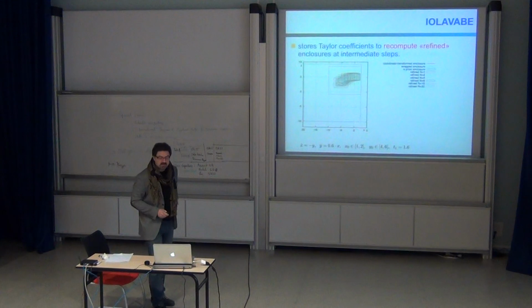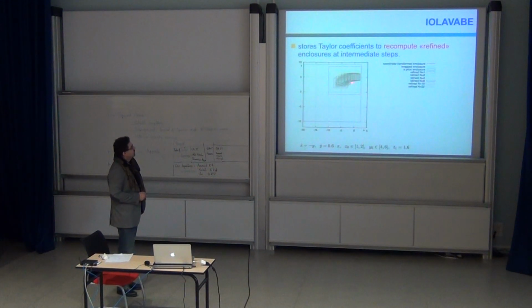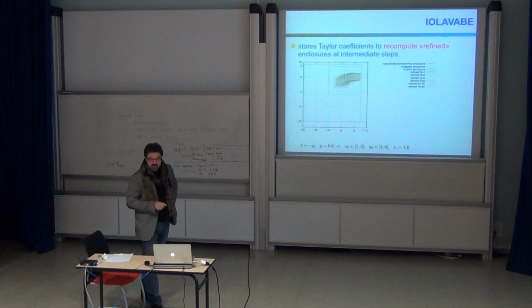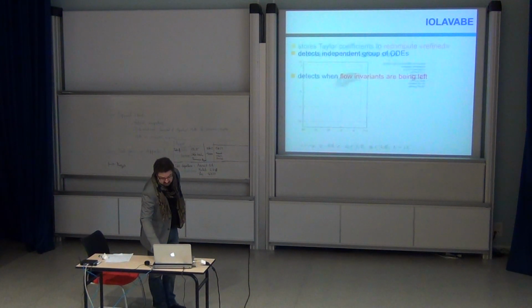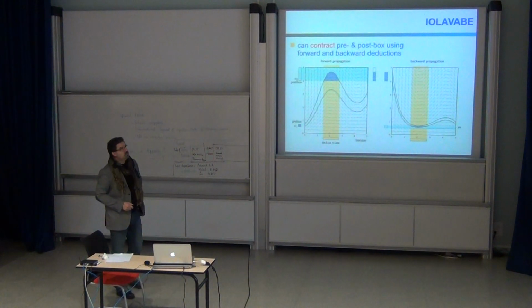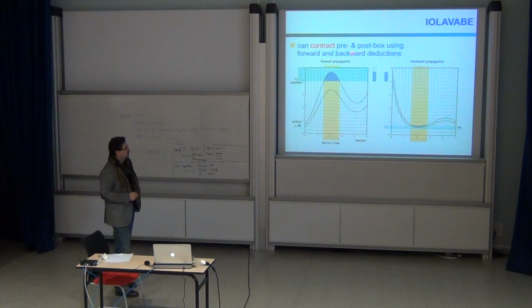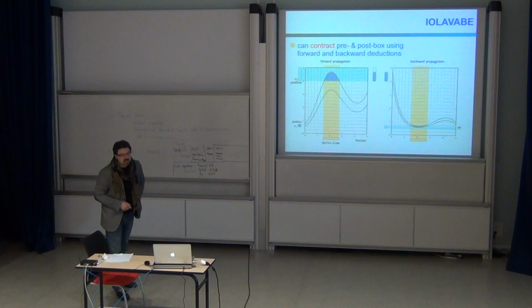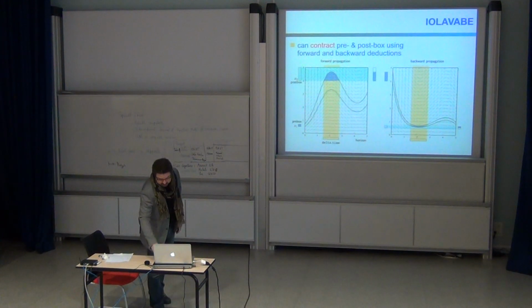There is also another nice piece of work done by Andreas: he kept the Taylor coefficients in memory, hence he could recompute refined estimations within the time steps without having to redo the VNODE work. So it's only interpolation, a guaranteed one, but this can speed up the computation. And on the upper layer, it can detect when the flow leaves an invariant, and forward-backward contraction is also already implemented. If you give a pre-box and a post-box, it can contract them over a time horizon and give you only consistent solutions.